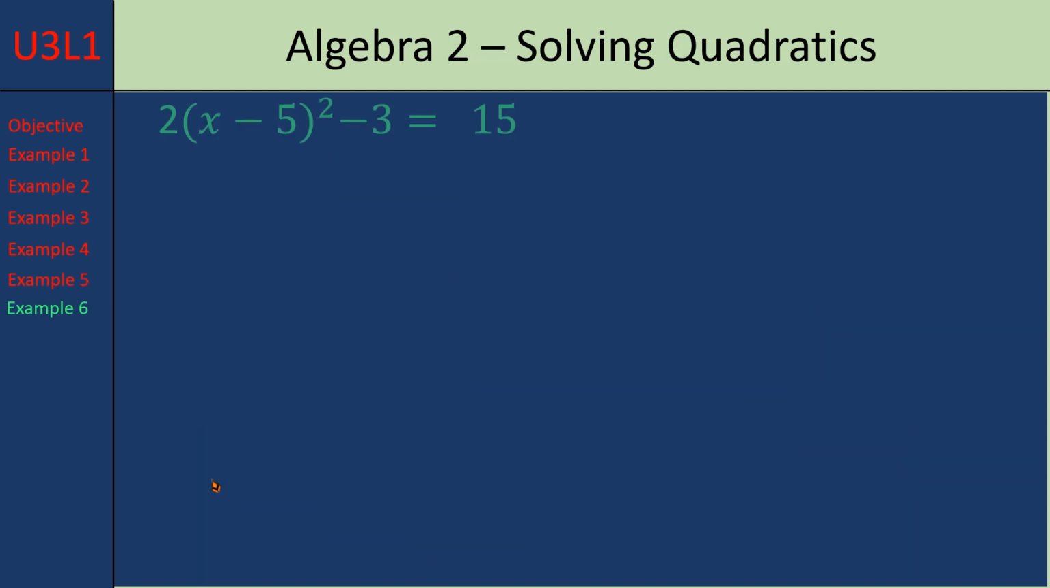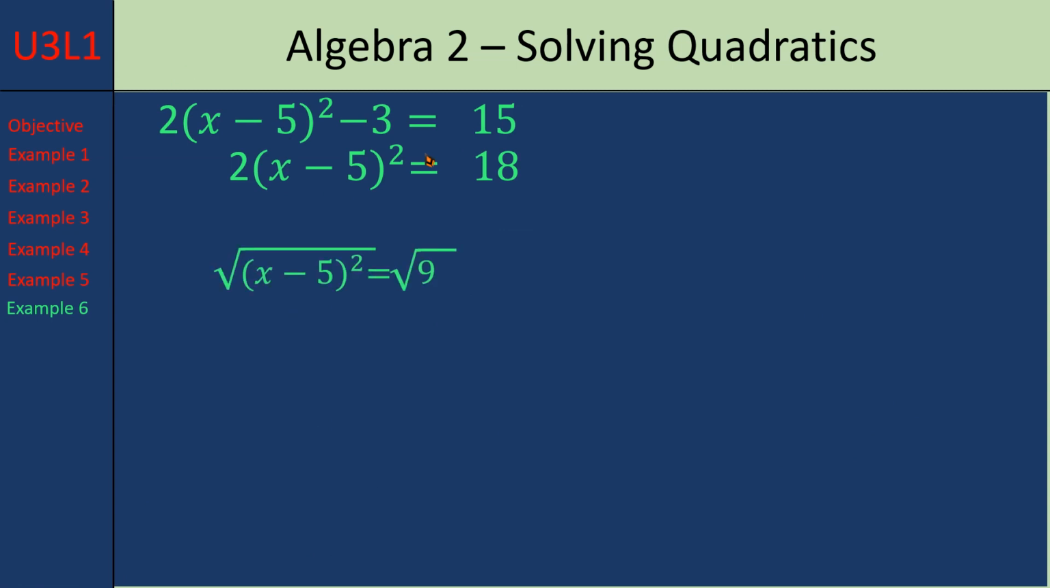Last example. Here's a bunch of numbers, but it's all the same. I gotta get rid of the things outside, right? So I add 3 to both sides, I get 18. I divide both sides, I get 9. And then I do the square root of both sides. Okay? And then square root of 9, we already saw that it's 3 and negative 3. So now I have x minus 5 is equal to positive and negative 3.